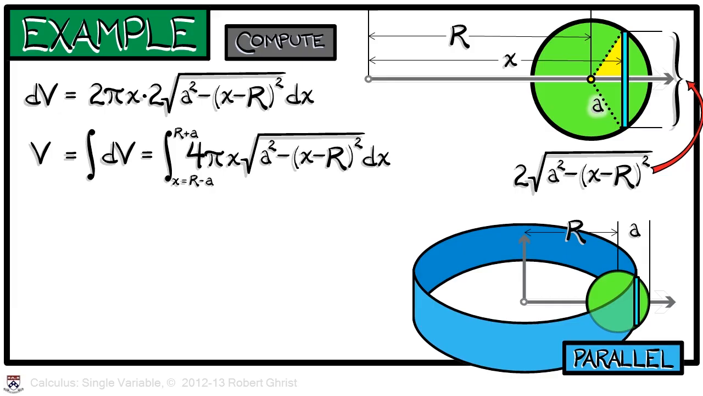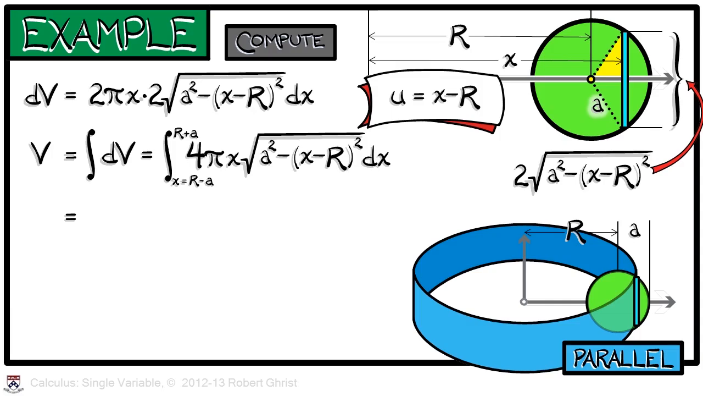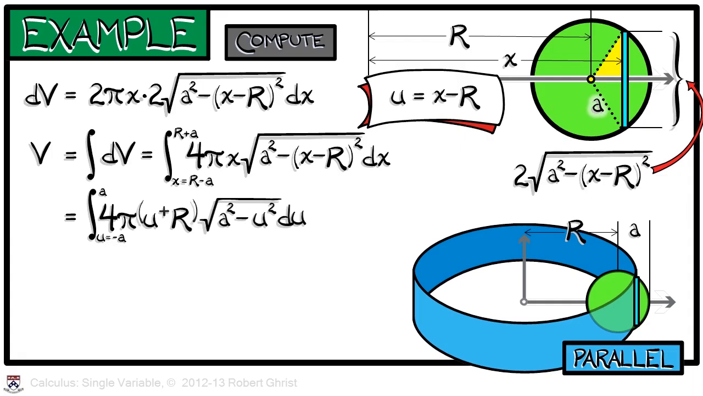This integral is not trivial, but it's easier if we perform a change of coordinates. Let u be x minus R. We're centering the coordinates at the origin of this disk. Then we're integrating as u goes from negative a to a: 4 pi times x, which is u plus R, times the square root of a squared minus u squared du.